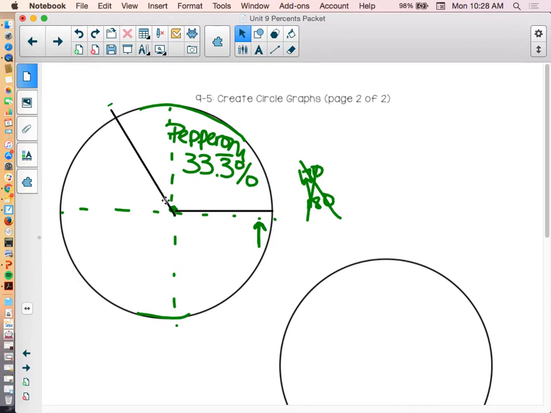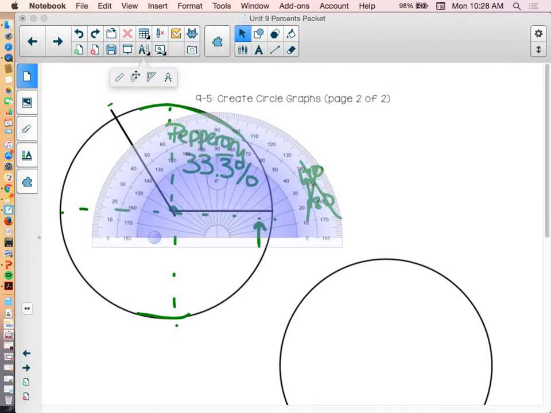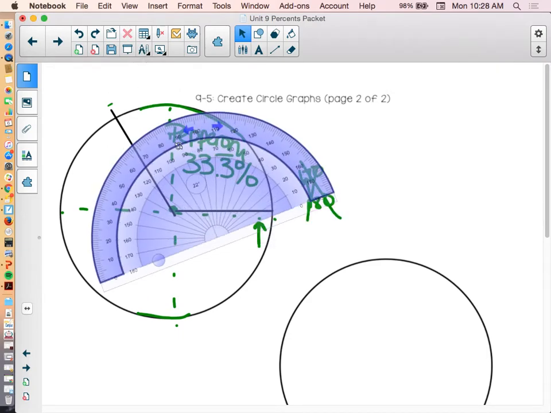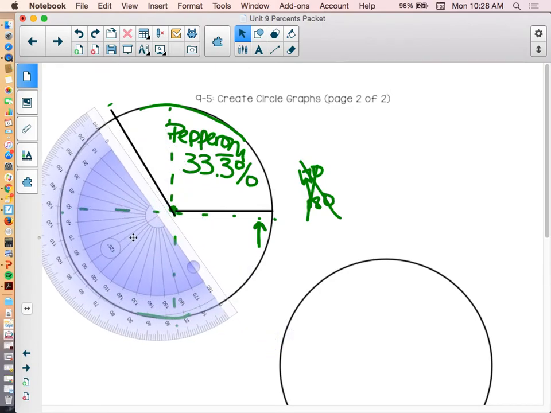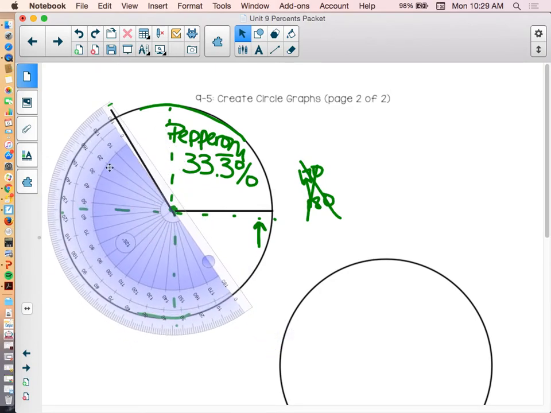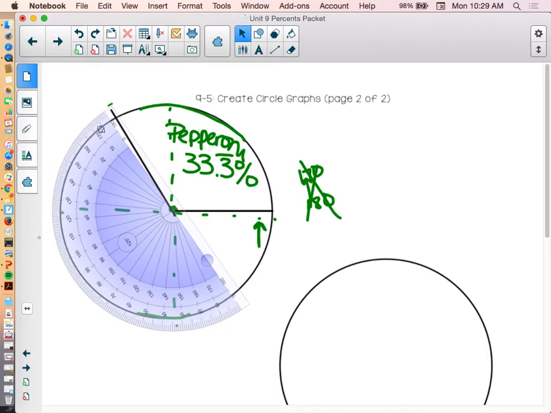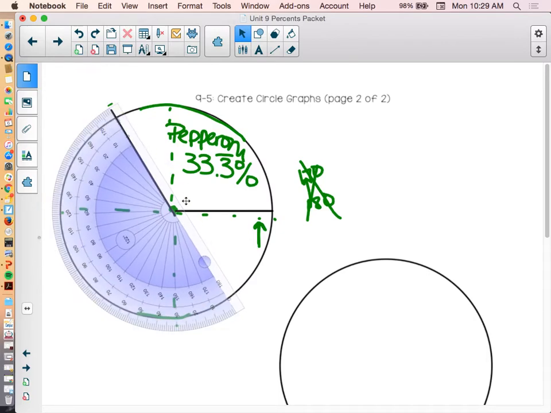When you start the next one, you're going to start at this line, and you're going to line up your protractor so that it starts right on that line. And again, the middle has to be lined up with the center of your circle. So right here has to be lined up. You want to try to get as accurate as possible. And then again, you follow 0, 10, 20, 30, and so on.